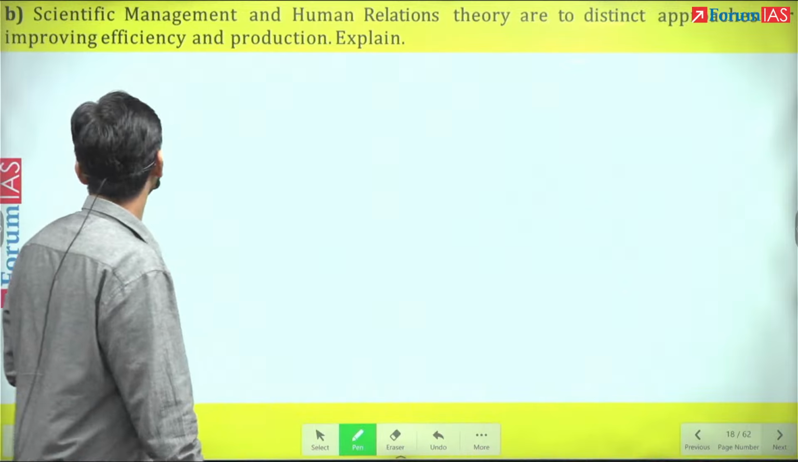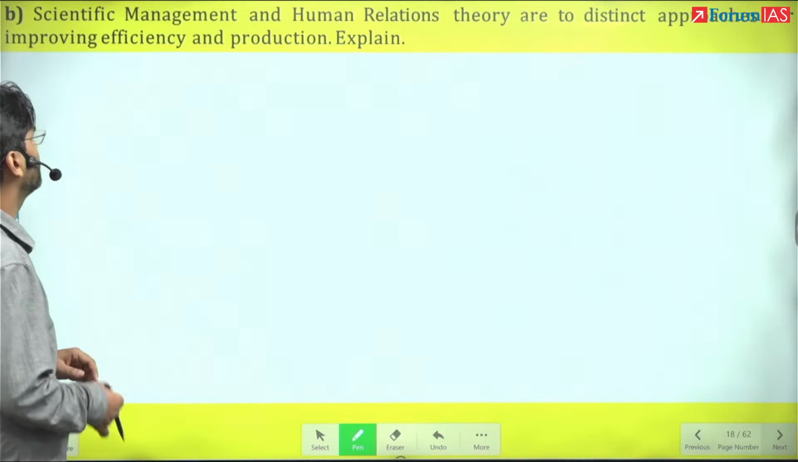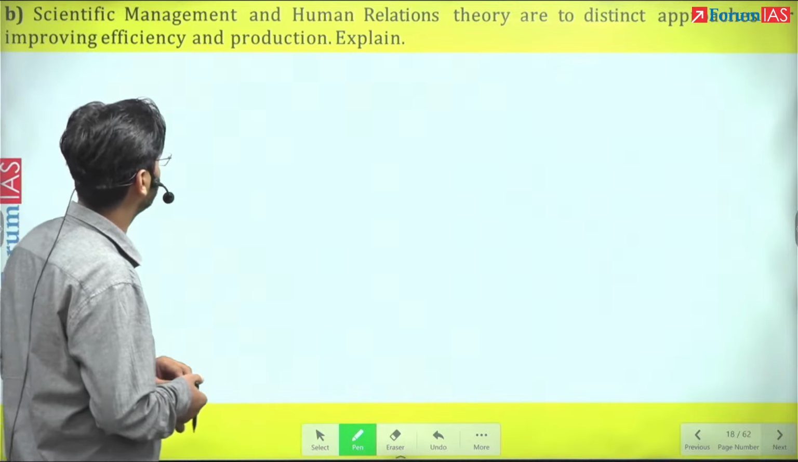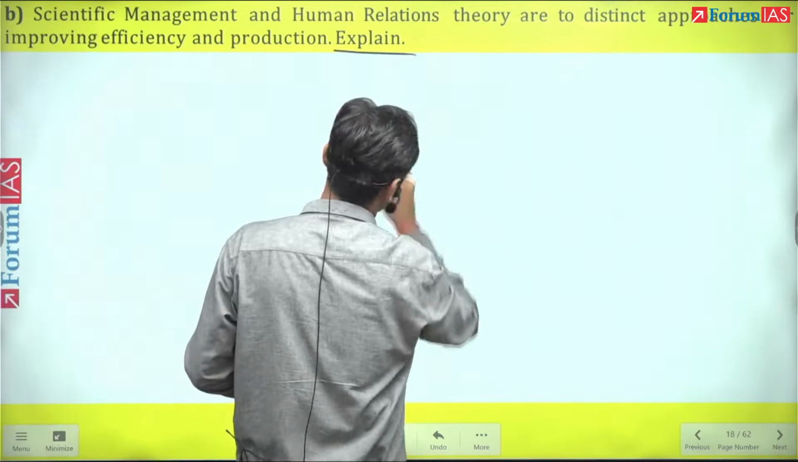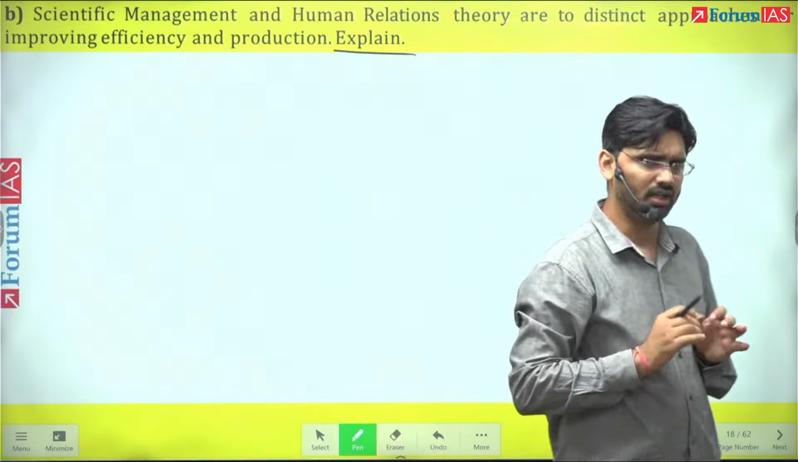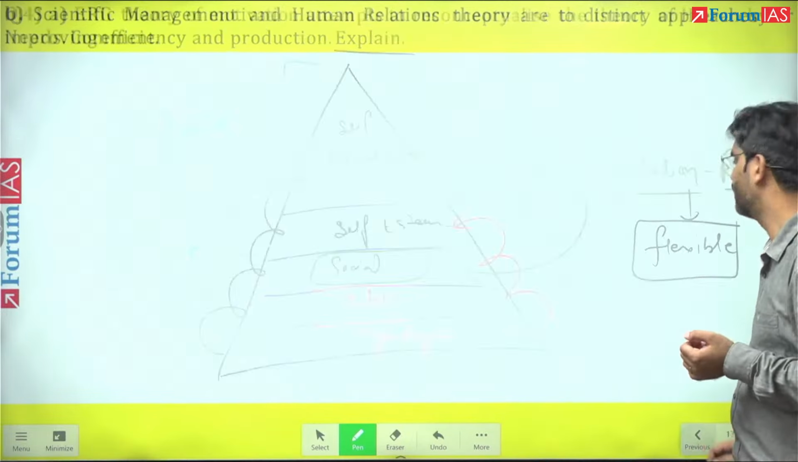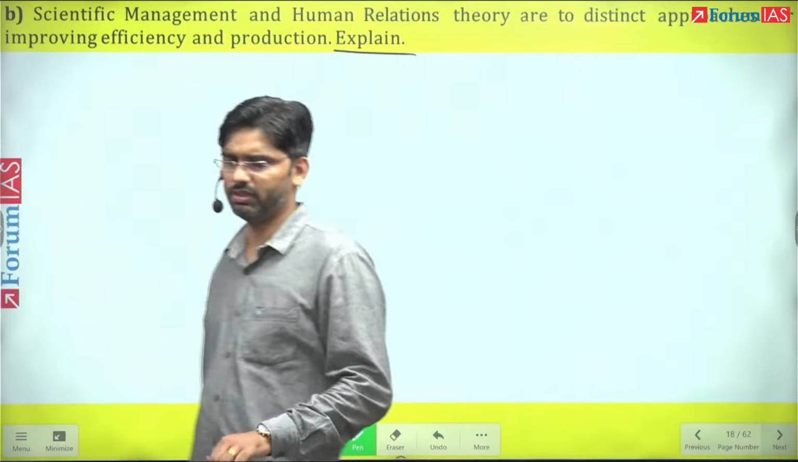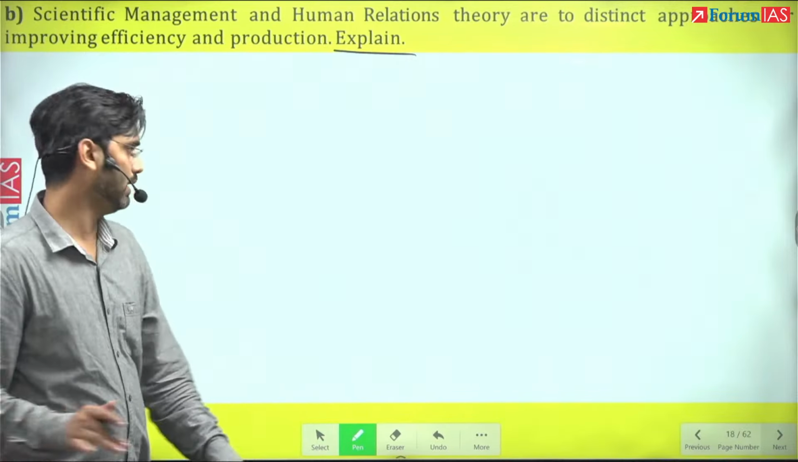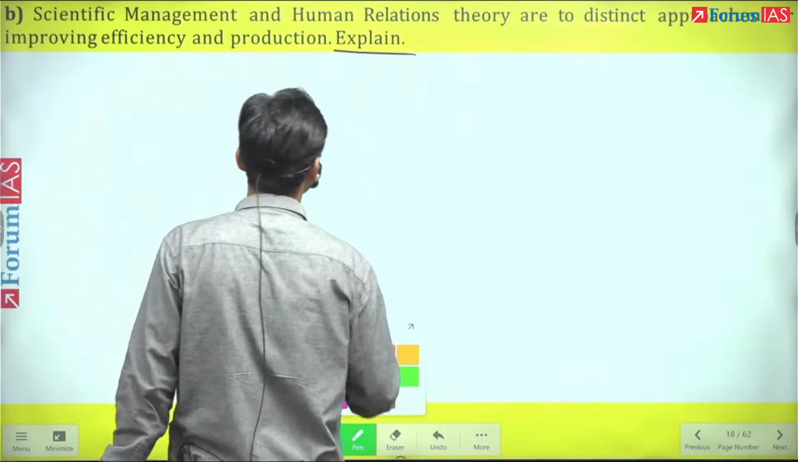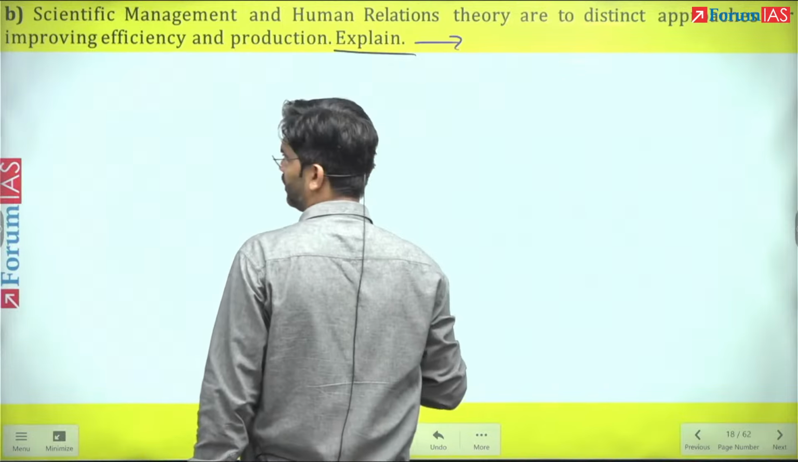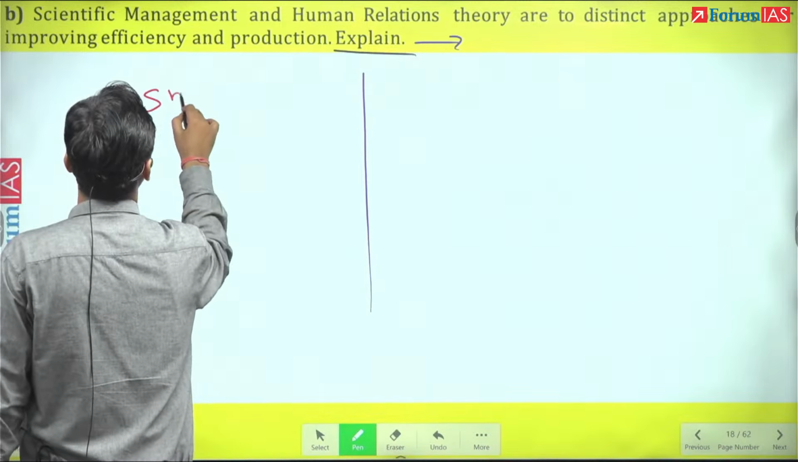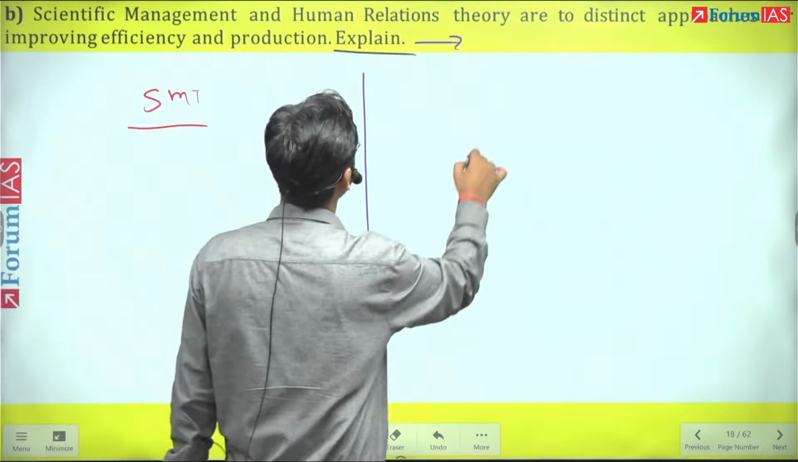Simple question: scientific management and human relations theory are two distinct approaches for improving efficiency and production. Explain. 4A is very simple, 4B is even simpler. Okay. The question is explain, so obviously you don't have much scope to argue against the given aspect.